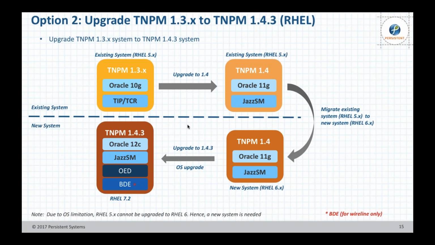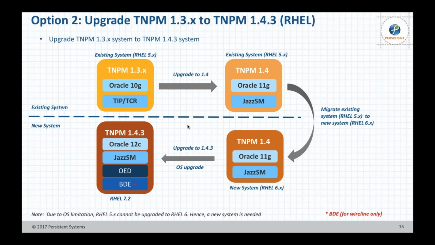And what we need to do here is what we call a box-to-box migration from the old system, the existing system that's on Red Hat 5, to the new system that's on Red Hat 6. So basically on TNPM 1.4, that's the version of TNPM that supports both Red Hat 5 and 6. So that's the version that we'll use. We'll stay on that. We do a box-to-box migration.